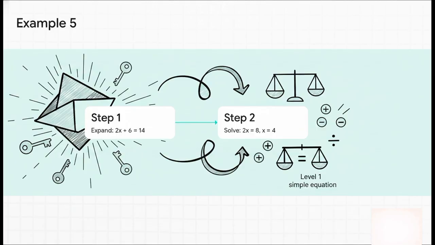Multiply the 2 by everything inside that bracket. 2 times x is 2x, and 2 times 3 is 6. Now we have 2x plus 6 equals 14. Wait, does that look familiar? Yep, we just brought it right back down to a simple level 1 equation.